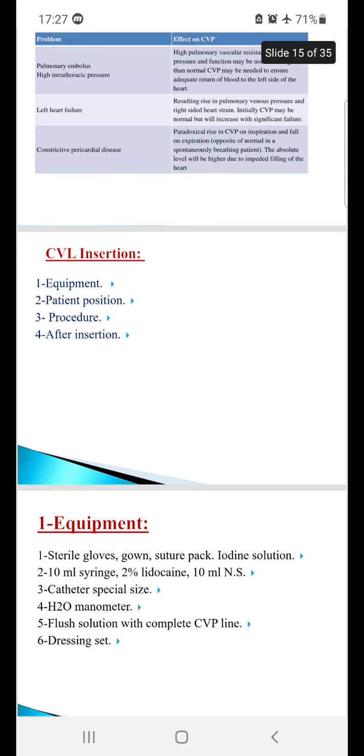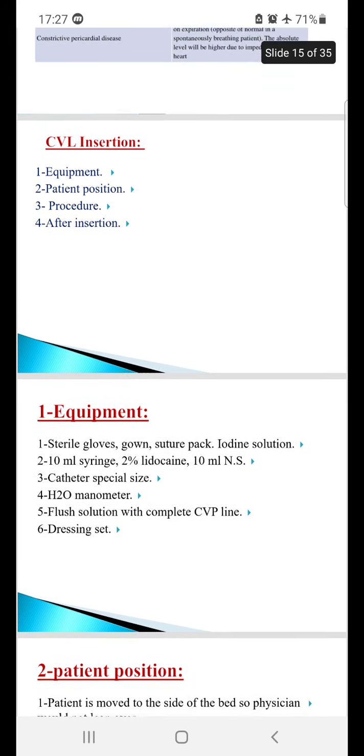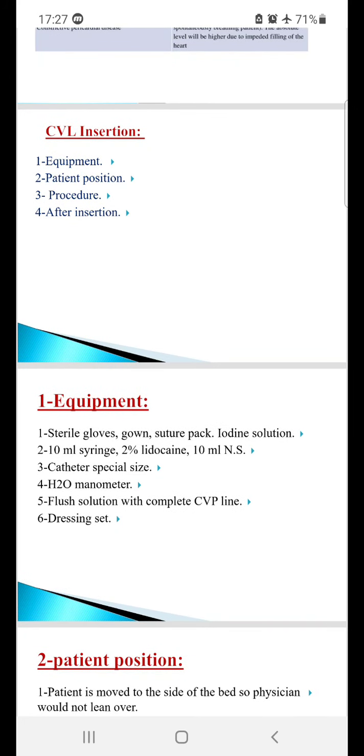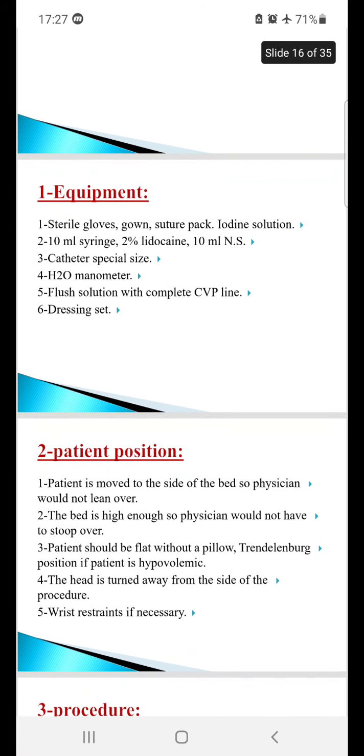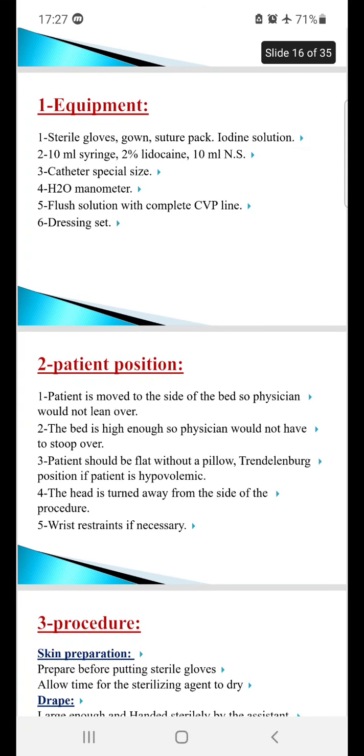Central venous line insertion. Equipment, patient position, procedure, after insertion. Equipment to be sterile, with sterile gloves, xylocaine and gown, catheter of special size, water manometer, flush solution with complete CVP line, dressing set. Patient position: the patient is to be on the side of the bed, and the bed is high enough so the physician doesn't have to stoop over. Patient should be flat without a pillow.